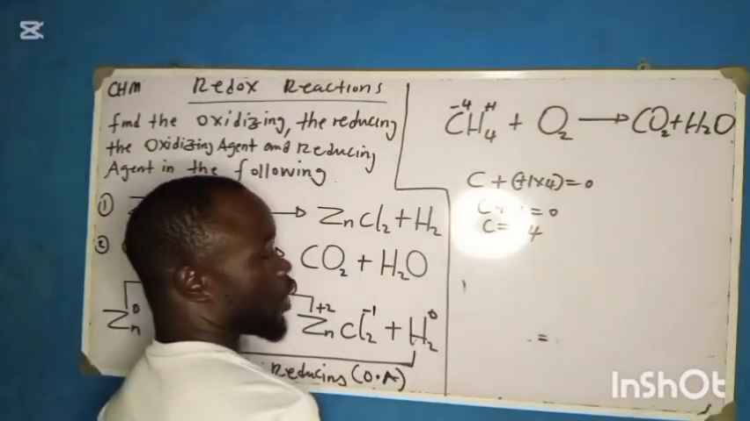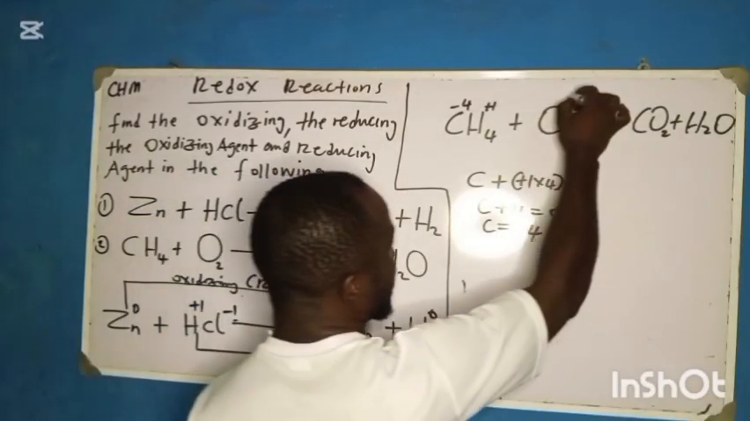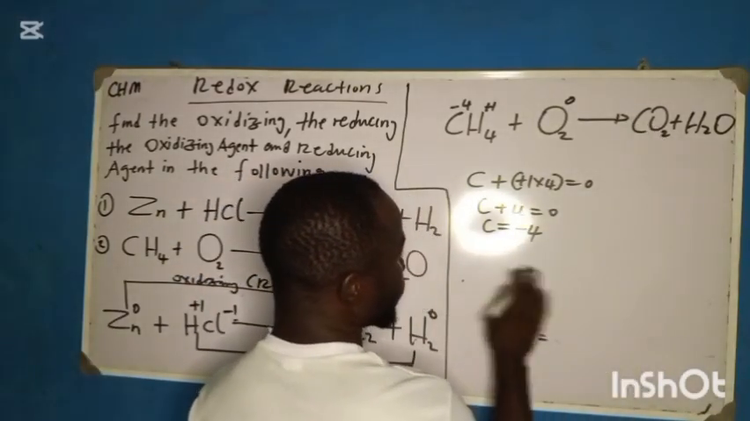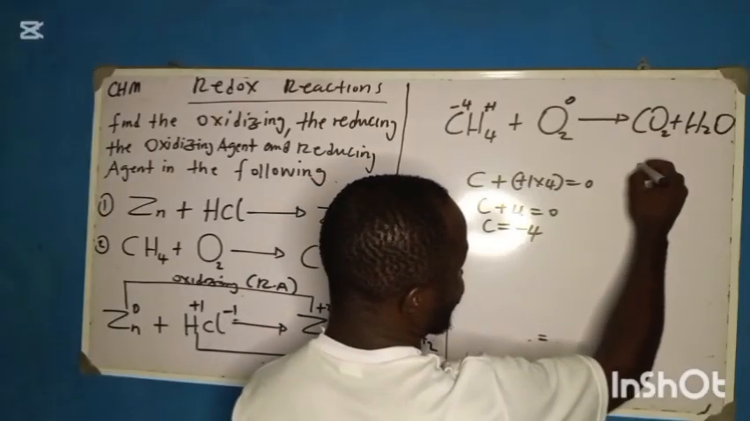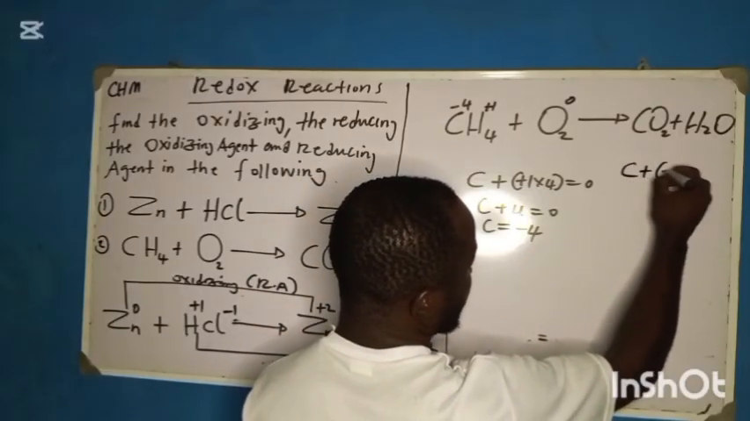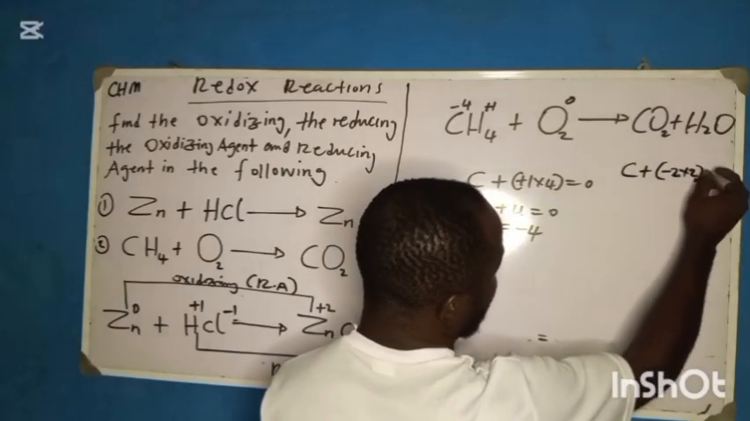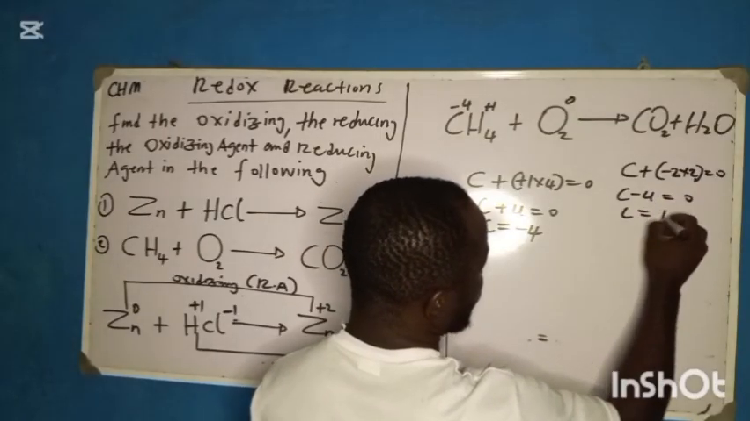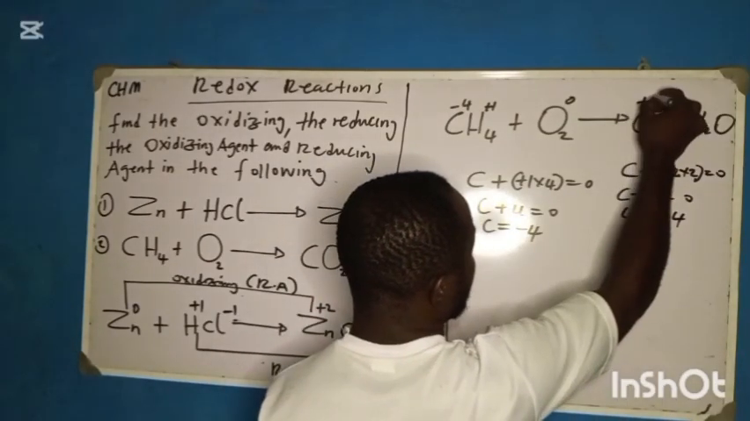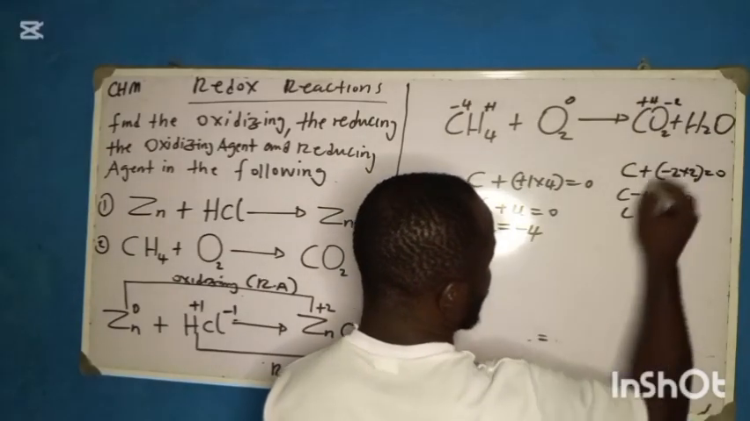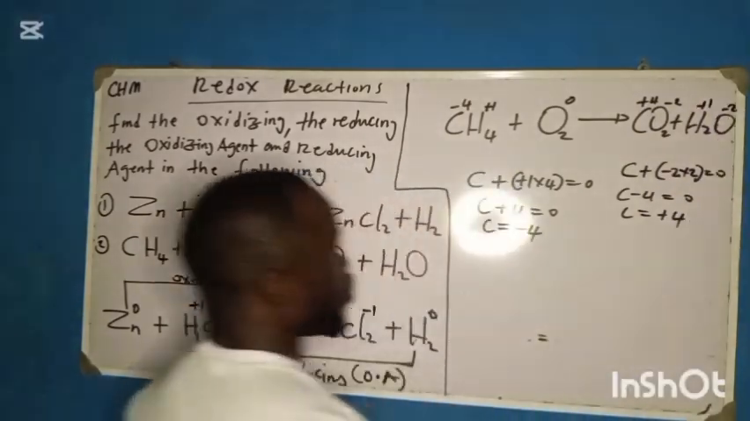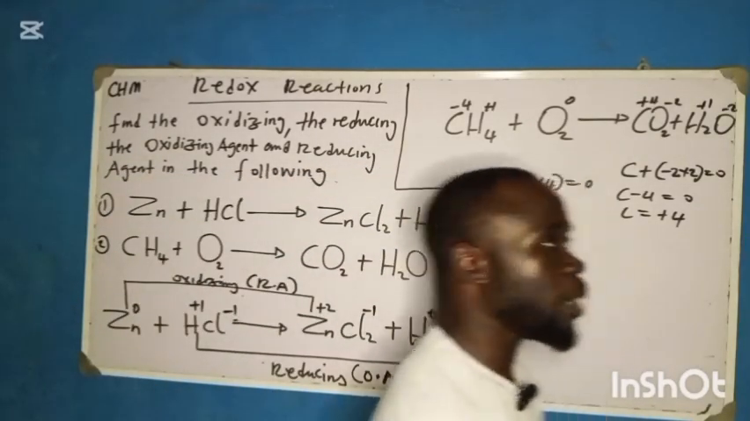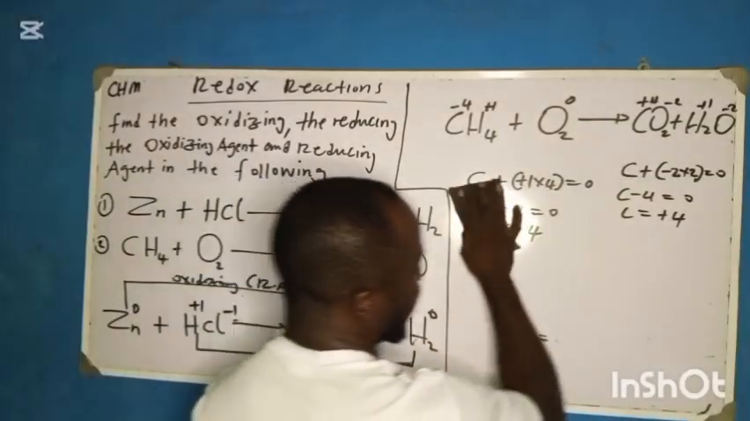Oxygen will be 0. Oxidation number of a pure atom is what? 0 in a chemical reaction. So coming here, we have carbon plus oxygen, which is -2, but there are 2 atoms, multiplied by 2, equals 0. So that will be carbon -4 equals 0. Carbon will be equal to +4. So here carbon becomes +4 and oxygen is -2. This is +1 and -2. So we have identified all the oxidation numbers of elements in this particular reaction.